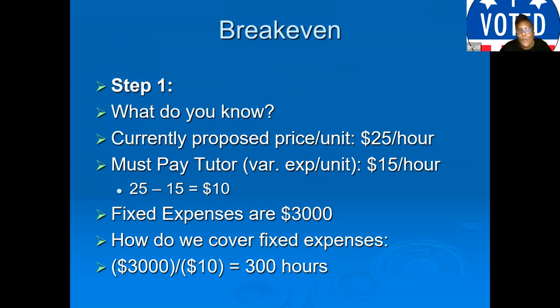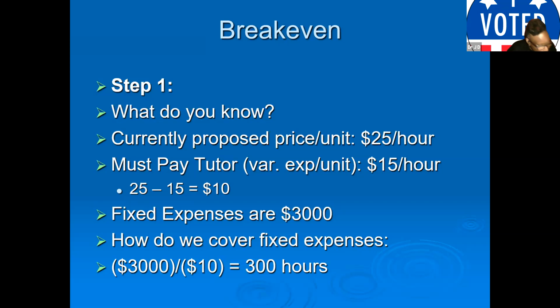What we know is that the current proposed price per unit is $25 per hour. The tutor is paid $15 per hour, which is our variable expense. These are all things that are given to us right up front. So the $25 minus the $15 equals $10. That's all that she's going to make because she's got to pay the tutor.